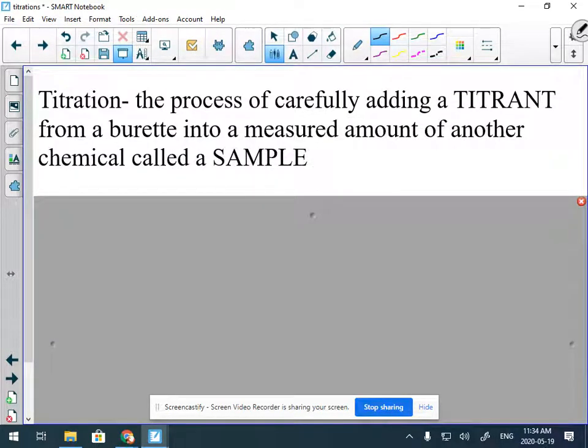Okay. A titration is carefully adding a titrant from a burette into another chemical called a sample. You do this super slowly and very measured, and you use highly accurate glassware. And the titration is the process of adding one chemical to another.